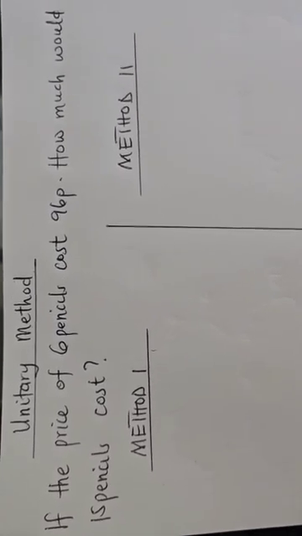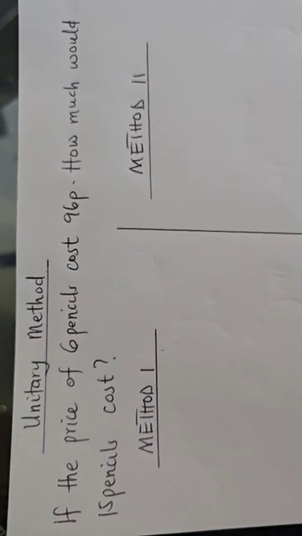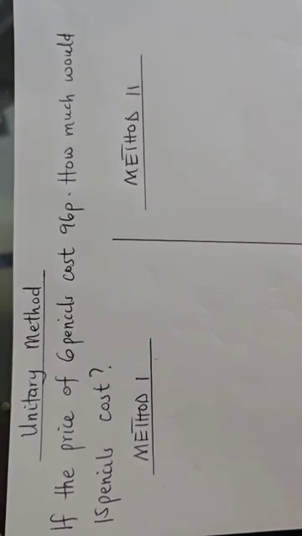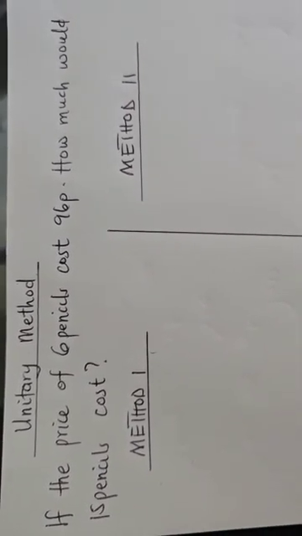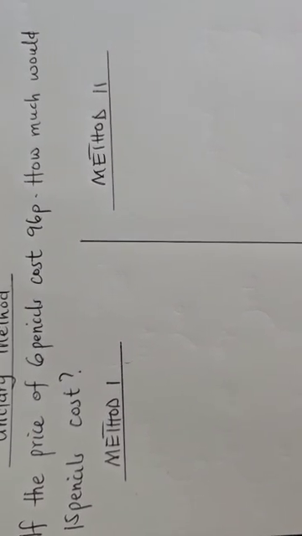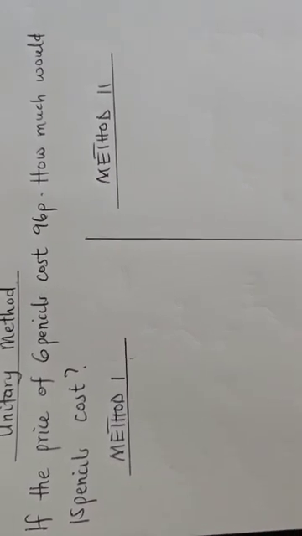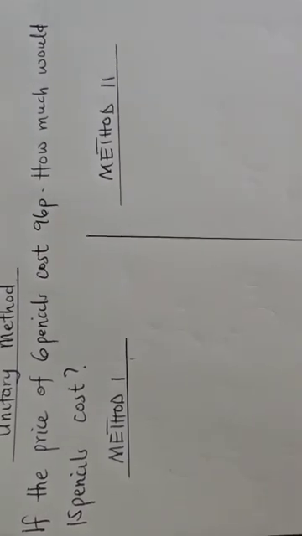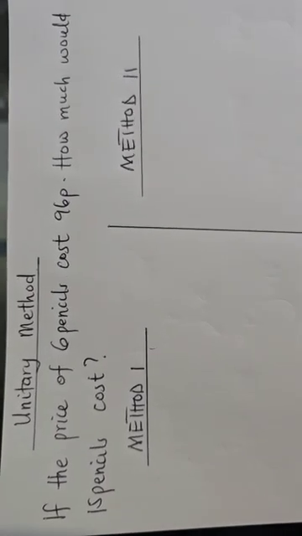So for our first example, I have, if the price of 6 pencils is costing me 96 pence, how much would 15 pencils cost me? Now I've categorized this into two ways of solving this, and I've noted them as method 1 and method 2. So based on these two methods, you take the method that you'll be favorable or comfortable with.